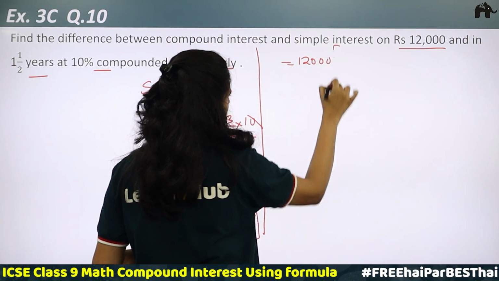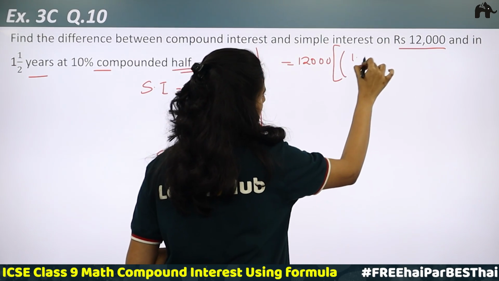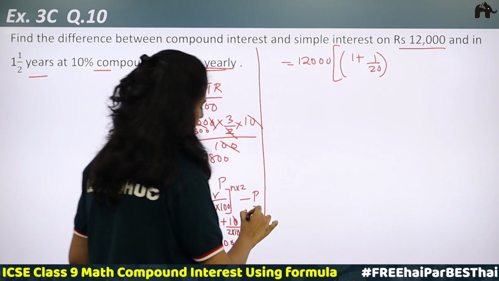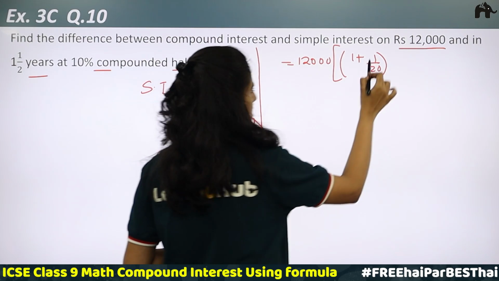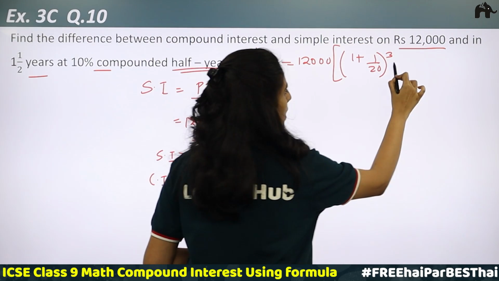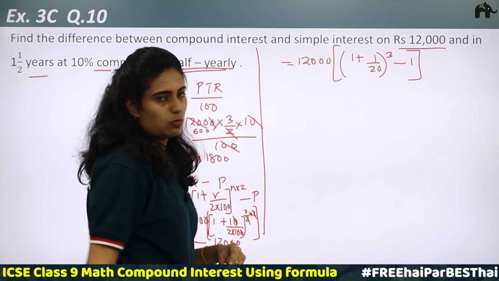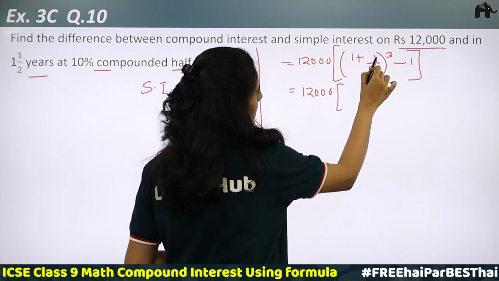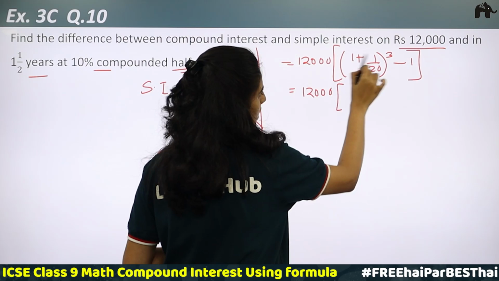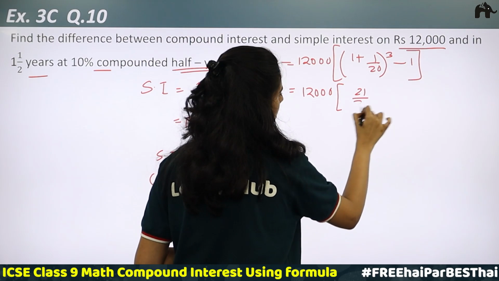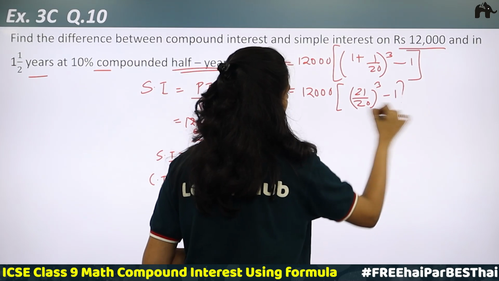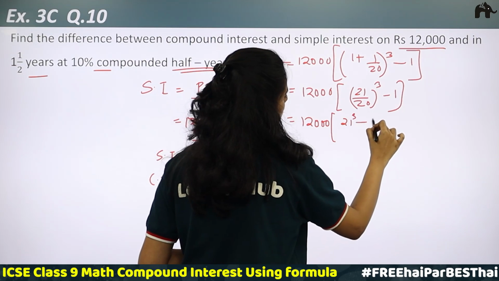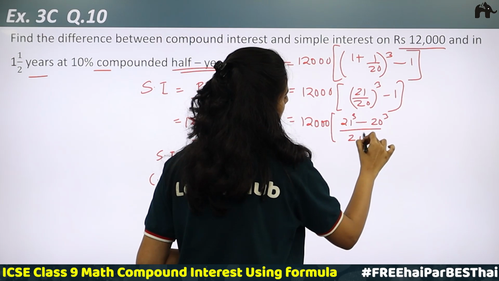So 12,000 is common. Taking 12,000 out, you will be having 1 plus, cancelling the zeros, 1 by 20 whole square, and this by 2 can be cancelled. Then you will be having cube here, minus 1 because 12,000 you have taken out. Okay, so that is 12,000 into (1 plus 1 by 20), this is (20 plus 1) 21 divided by 20 whole cube minus 1, that is 12,000 into (21 cube minus 20 cube) divided by 20 cube.